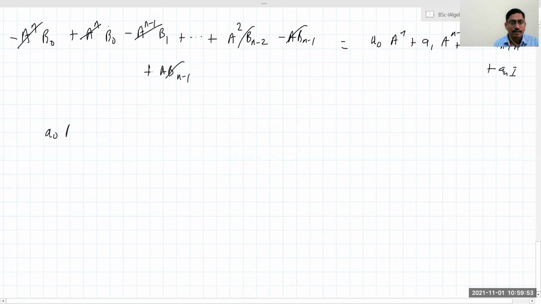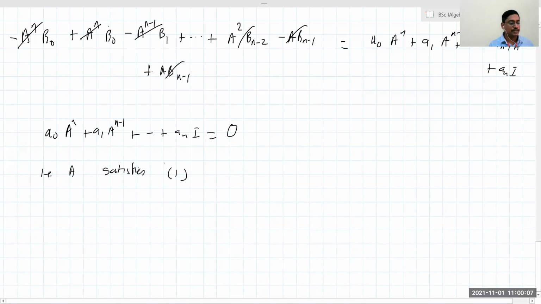So in this way, a naught a raised to n plus a1 a raised to n-1, and so on, a and I, becomes 0 matrix. That is, A satisfies it. That is, every square matrix satisfies its own characteristic equation, and this theorem, this result, is used to compute the inverse of the matrix.